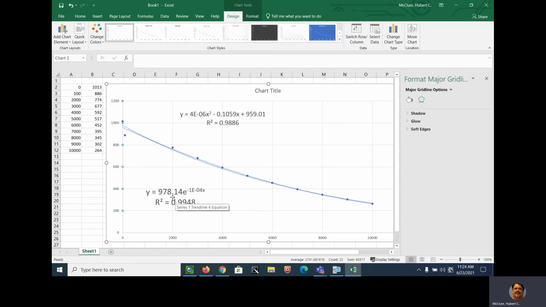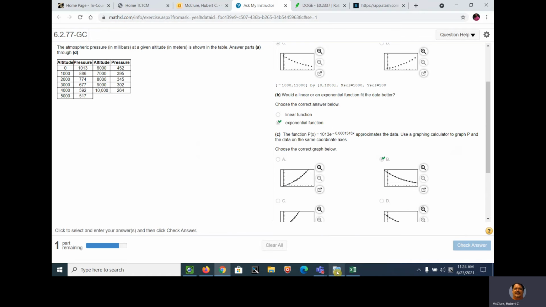So that's going to be 978.14 e to the negative 0.0001. And let's go to your calculator and punch these in.